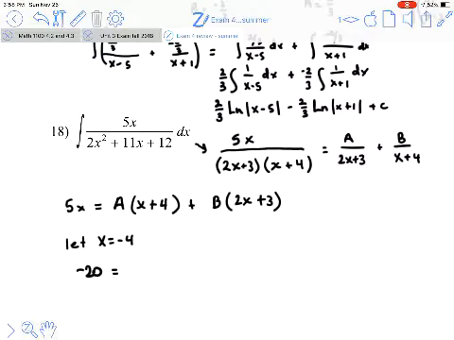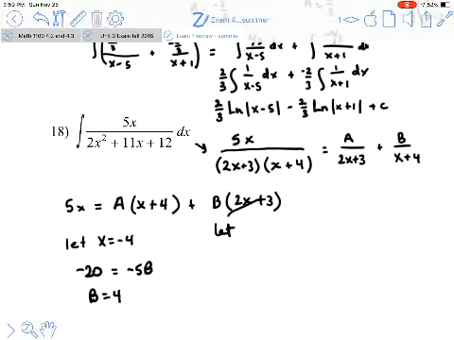would give me -20. A disappears because -4 plus 4 is 0. Here, -4 plugged in for x gives us -8 plus 3. It's -5, so -5b, which means b equals 4.